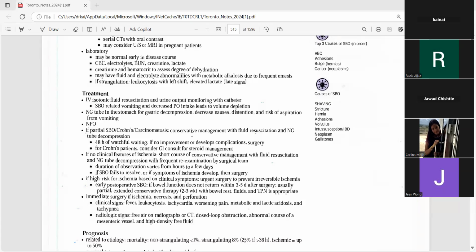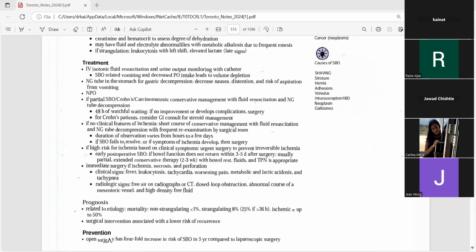So it does not mean that we have to do anything. He was not even willing to get any fluids at all, so we did not give him any fluids. Although in this case, we are going to give the conservative management with fluid resuscitation and NG tube decompression. NG tube decompression is important. If the patient is unwilling, then we can just ask him to wait here. 48 hours of watchful waiting, if no improvement or develops complications, then go for surgery.